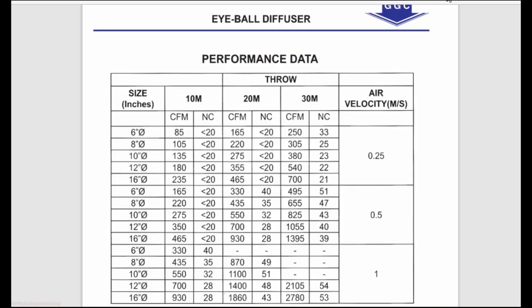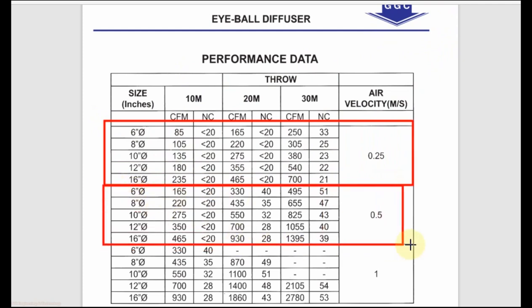Eyeball type jet diffuser. We use this table to select the eyeball type jet diffuser. There are three combinations for neck velocity: number 1, 2.5 meter per second, number 2, 5 meter per second and number 3, 10 meter per second. The first column is showing the neck size for the jet diffuser, and the second column is showing the throw 10 meter, the third one throw 20 meter, and this fourth one showing the throw for 30 meter. Then for each throw there are two columns, one maximum CFM, then the second NC value. So from here you can select the maximum CFM value, then NC, then corresponding neck size for the jet diffuser you can select from here for a particular neck velocity.